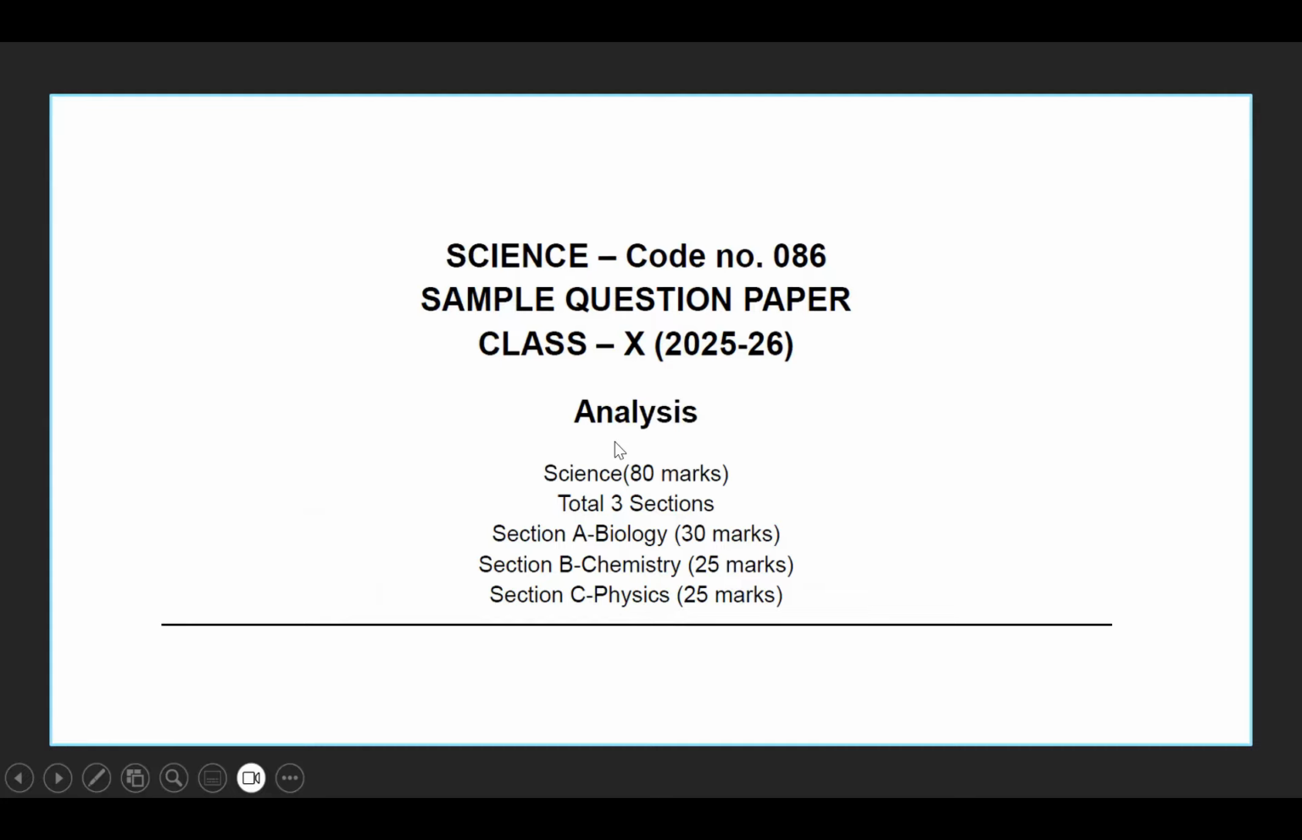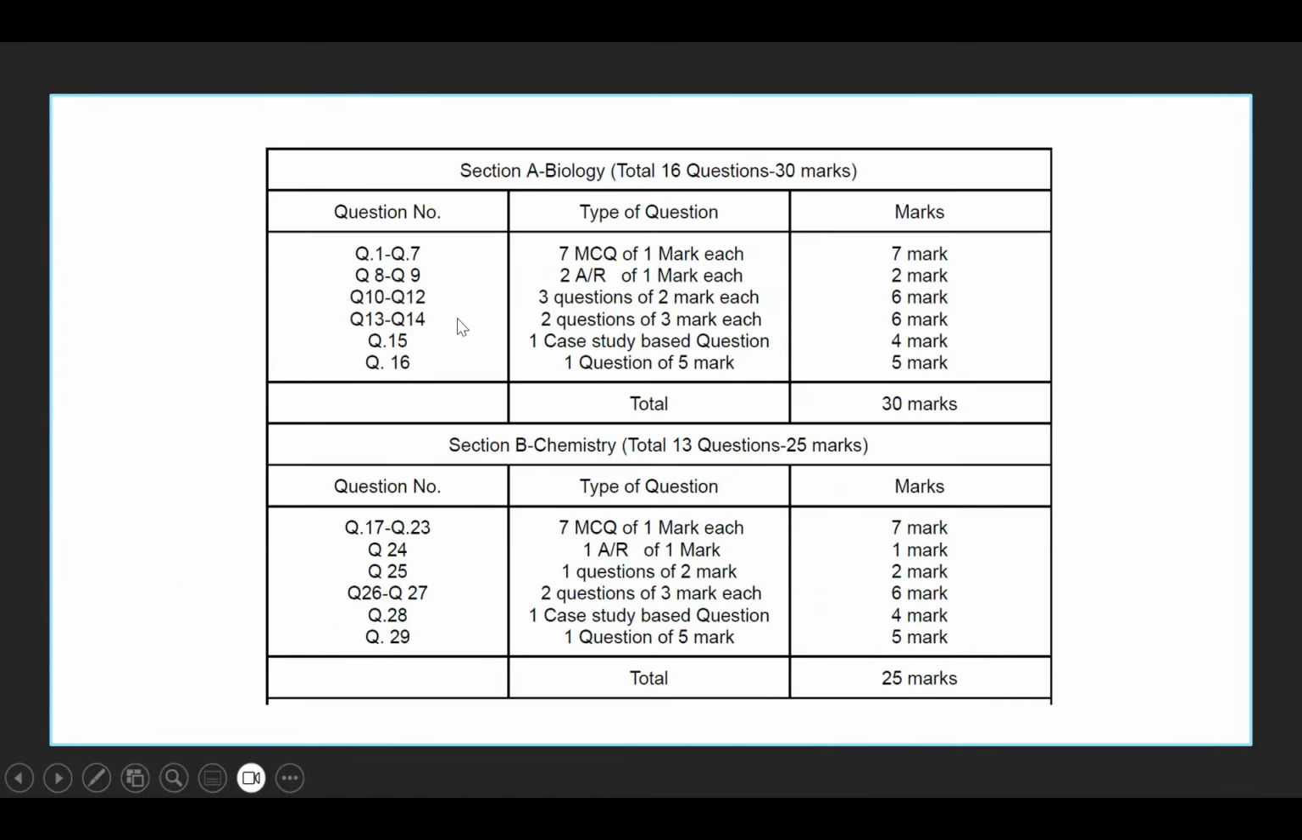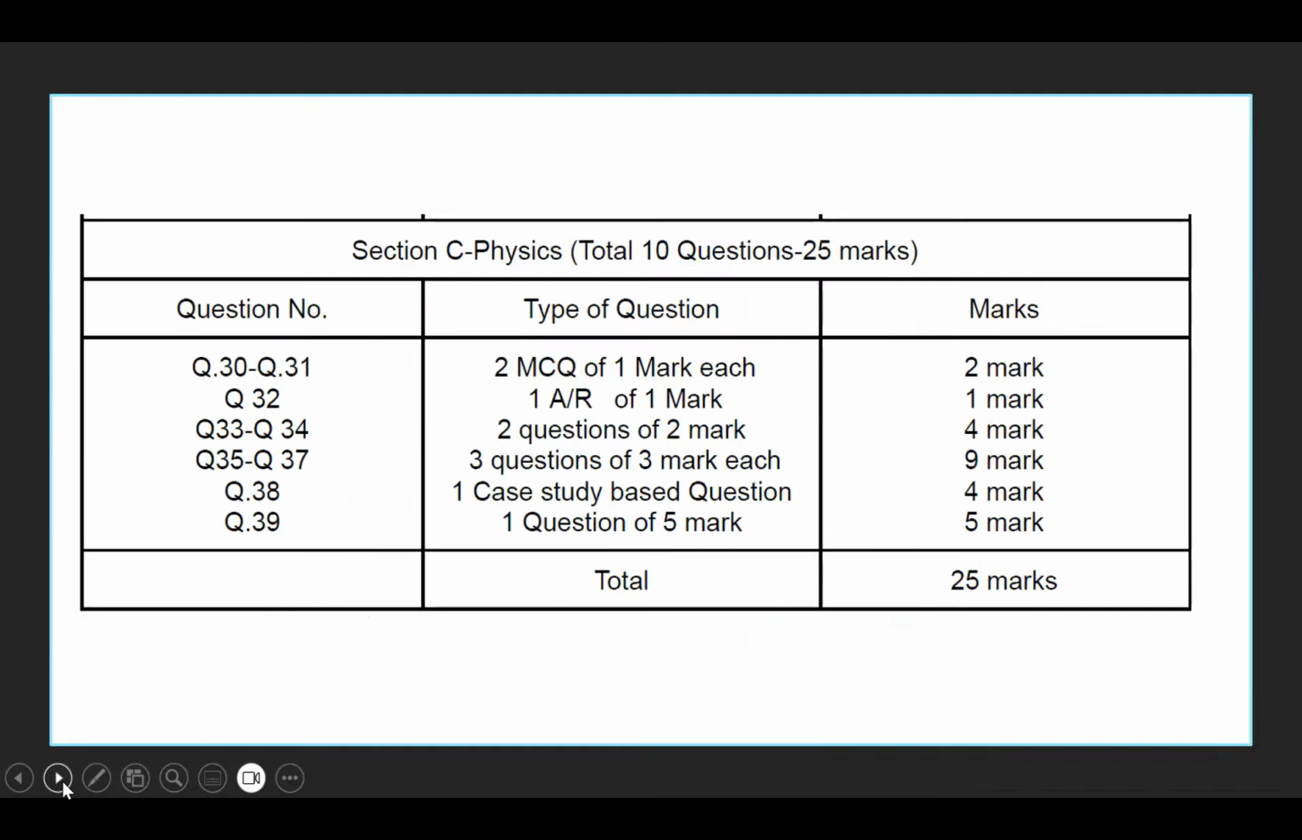Now, this is the analysis of the sample question paper. Science 80 marks, total 3 sections. Section A biology 30 marks, section B chemistry 25 marks, and section C physics 25 marks. You can see this is a detailed analysis of the sample question paper, with the marks for each question. This is available on the website. This analysis I've done and made available, and I'm also putting this in the comment box for all of your reference.